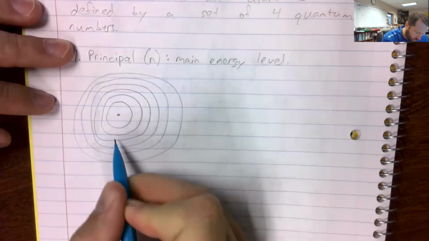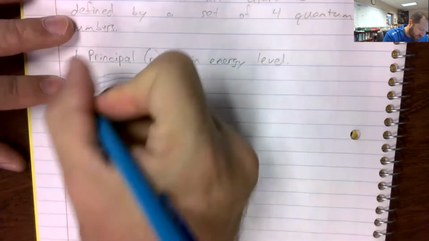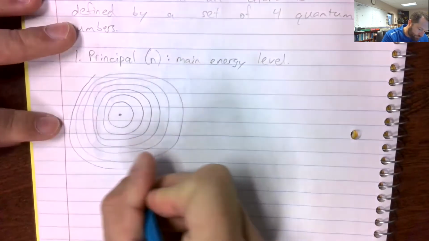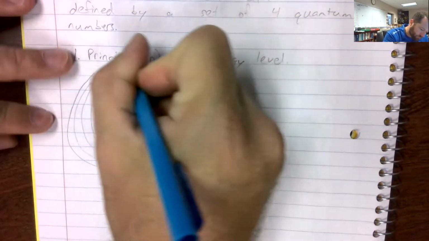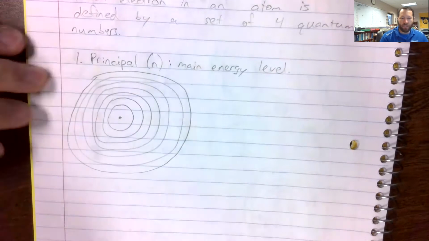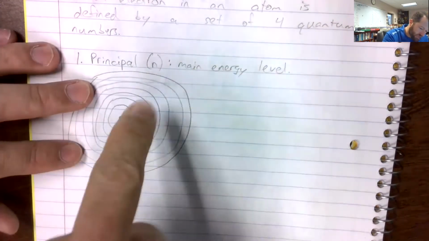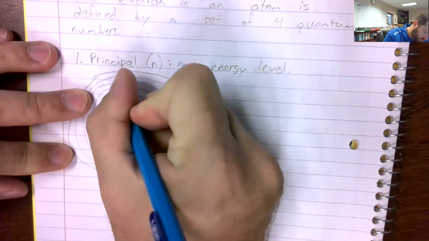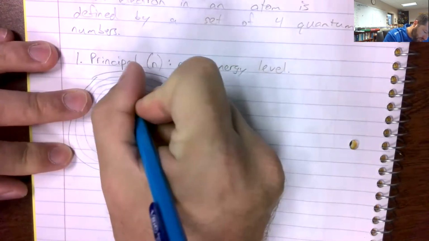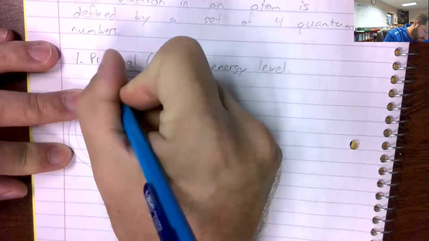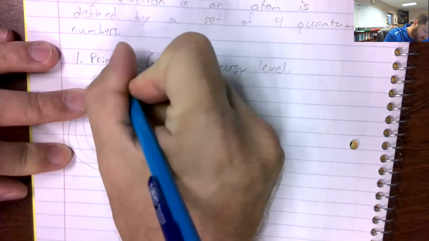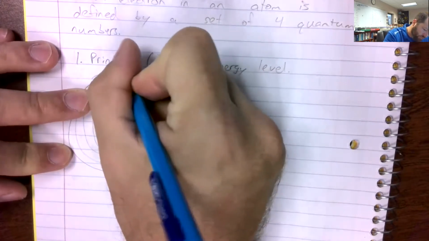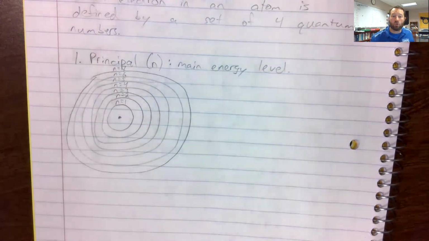So what do I have? 1, 2, 3, 4, 5, 6. I need one more. There's 7. And again, you just count them pretty easily. N is your principal energy level. So N equals 1 is the first one, N equals 2, N equals 3, N equals 4, 5, 6, and 7. Hopefully by the end of today, I can show you why we usually draw 7.